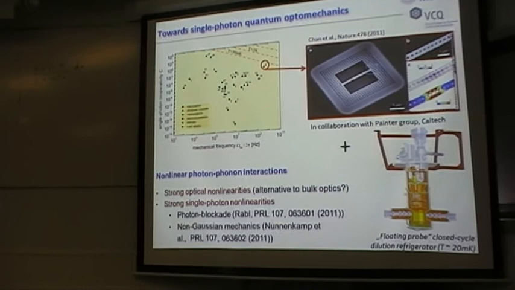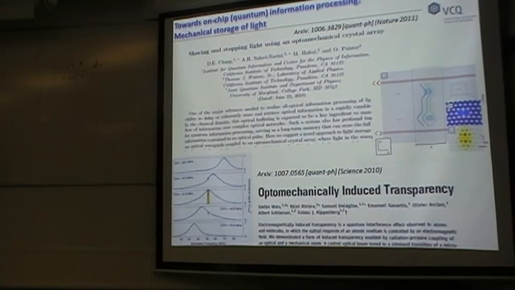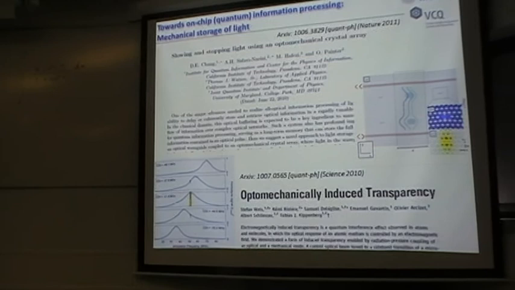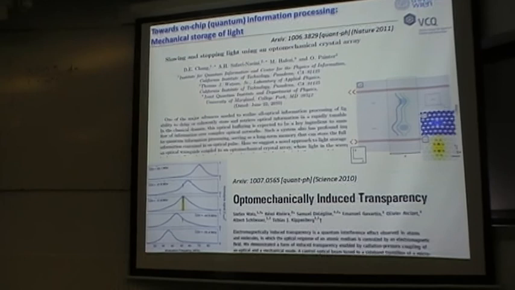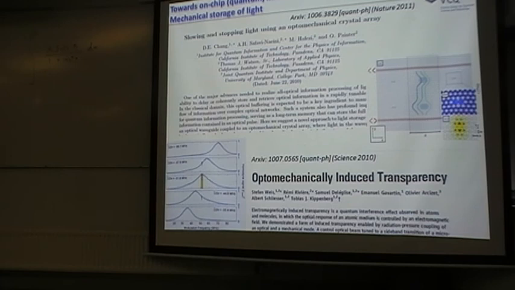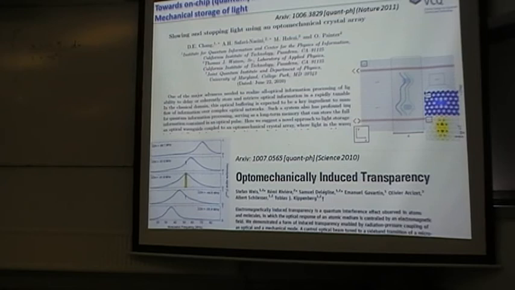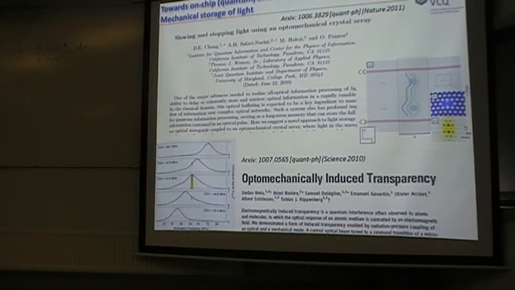Another outlook here is, of course, so you can't read that here, it says thoughts on-chip quantum information processing. I think this is a very intriguing outlook. You have here one example, mechanical storage of light. Both the groups of Oskar Painter and of Tobias Kippenberg suggested and realized a regime of electromagnetically induced transparency inside optomechanical crystals. So you know that EIT can be used to store light and so on. And this is something that they have been realizing. They simply make use of an interference effect to generate such a transparency window in the cavity response.